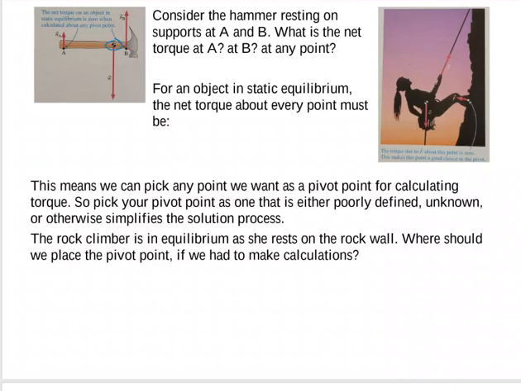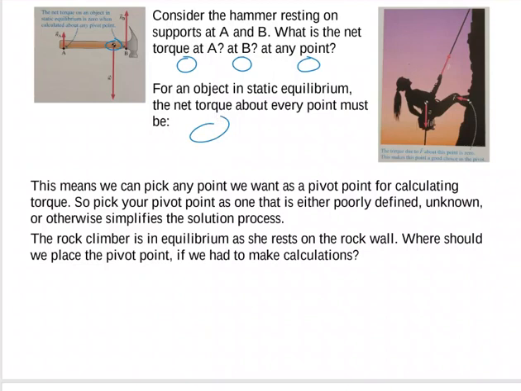Yeah, the net torque needs to be 0 in order for the object to be resting. If the net torque is not 0, then it's not going to be resting. This thing would rotate off; it would fall off. So if the hammer is resting, then the net torque must be 0, unless it was glued or something like that. So the net torque must be 0 at A, must be 0 at B, must be 0 at any point. So in order for the object to be in static equilibrium, the net torque about every point must be 0.